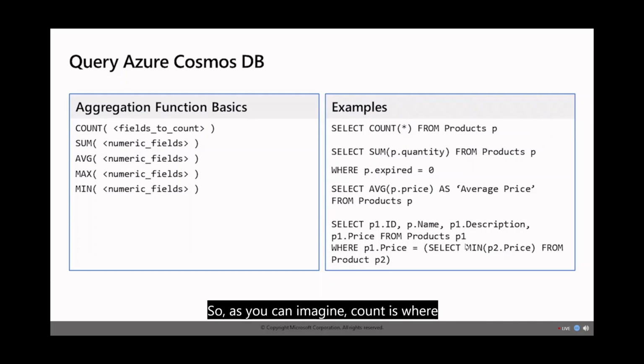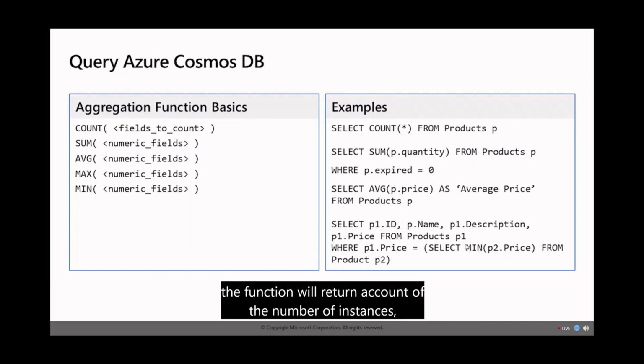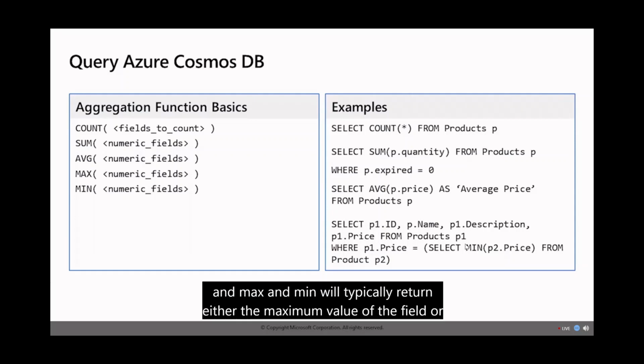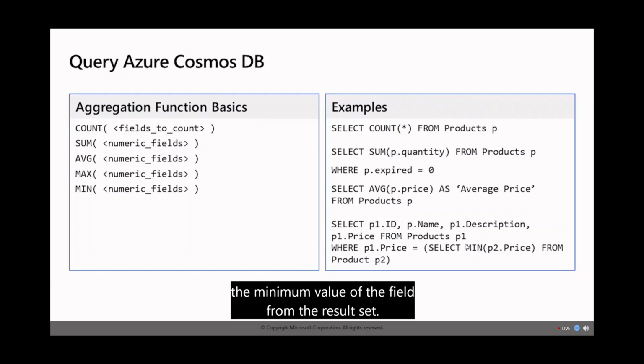As you can imagine, count will return a count of the number of instances a particular field in the result set occurs. Sum will return the sum of all the instances of the field in the result set. Average will return the mean value of all the instances of the field in the result set. The values typically are numeric. And max and min will typically return either the maximum value or the minimum value of the field from the result set.